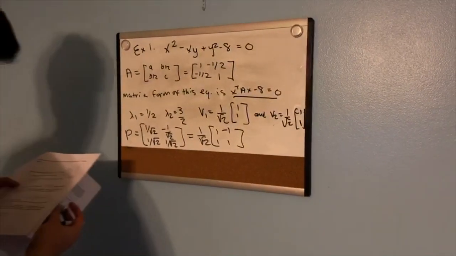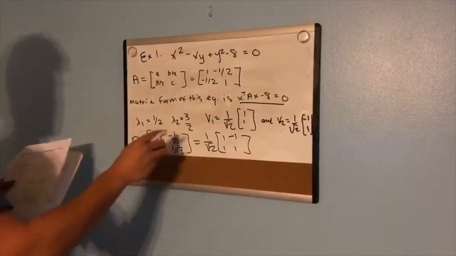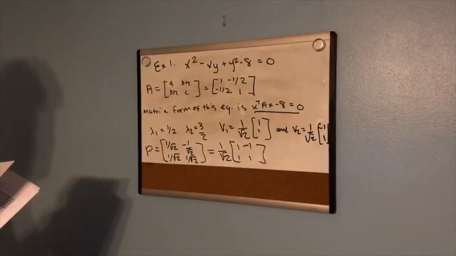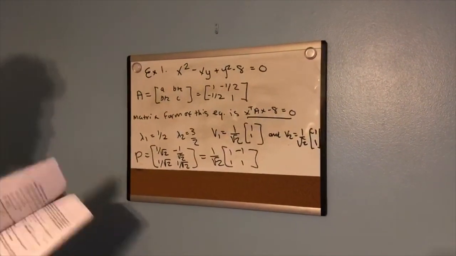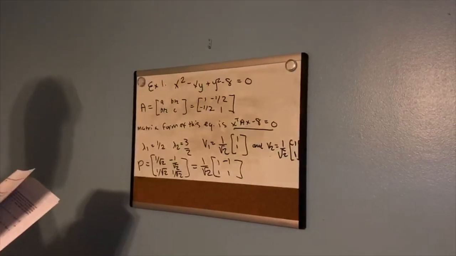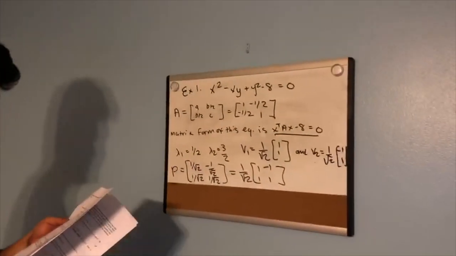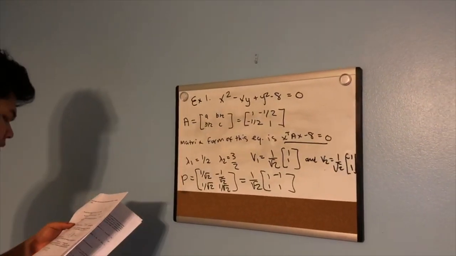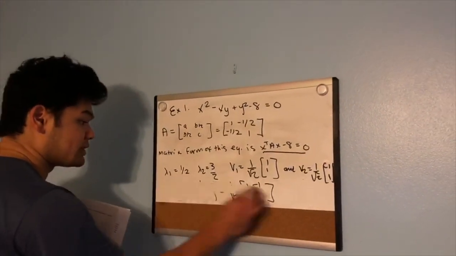Since determinant P is equal to 1, by the previous theorem that we talked about, the coordinate transformation is a rotation. We can then substitute x equals P x prime in the matrix above, which gives us the following equation.